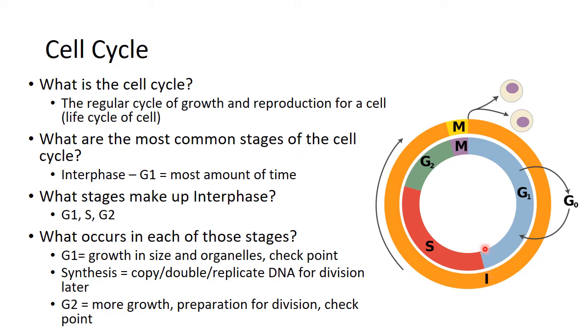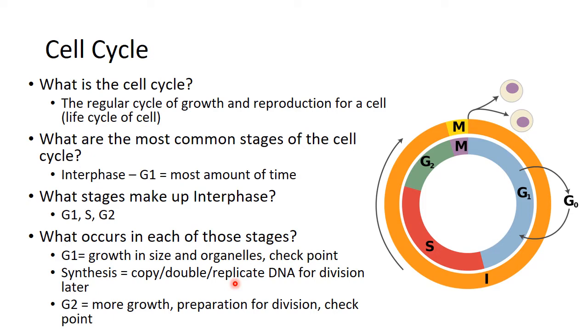And at the very end of gap 1, this plays a role with cancer later on, there is a checkpoint that signals to the cell, all right, you're healthy, you have the right size, you have the right components, it's time to go ahead and replicate your DNA. You can go through synthesis next. And that's what is next, synthesis. That's where we copy, or we double, or we replicate, however you want to phrase it. You make more DNA, and it's got to be an exact copy of the DNA that was there.